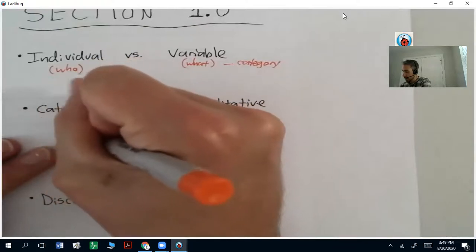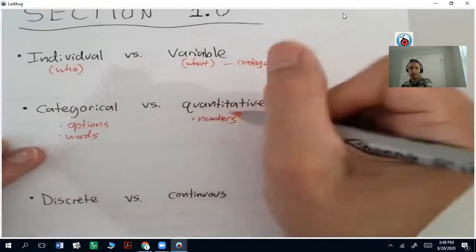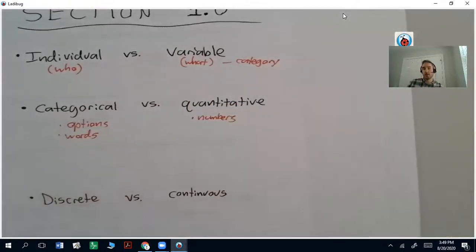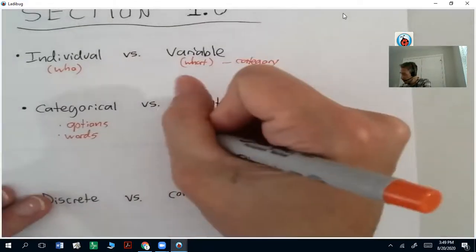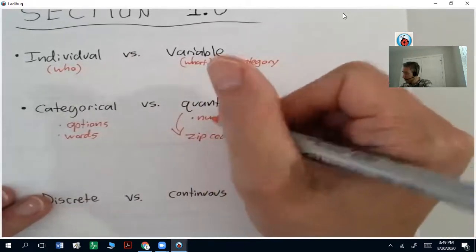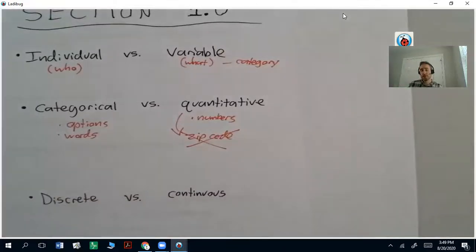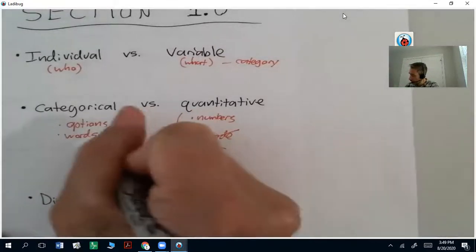A lot of times it's words, not numbers. Quantitative is numbers, but there are some numerical data points that are numbers but that are not quantitative. So think about something like a zip code. Even though that's a number, it's not quantitative because it doesn't measure something. A zip code is going to be categorical.